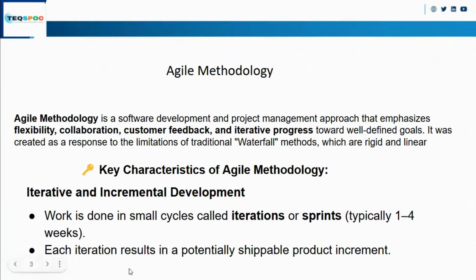Each iteration results in a potentially shippable product increment. An iteration is the time-bound period where the developer will start working on the user story. After they have completed the user story, they will ship the shippable item to the respective client. So here, both development and testing will be done in Scrum.